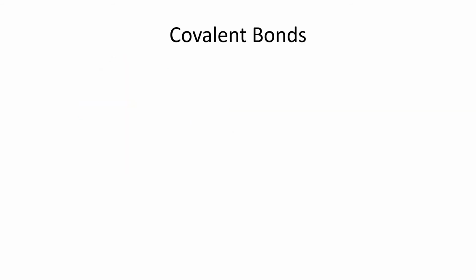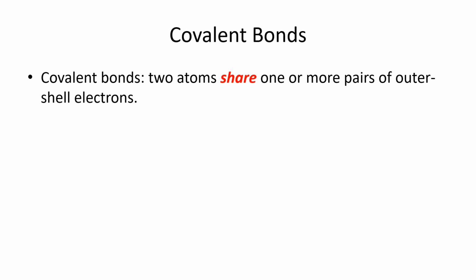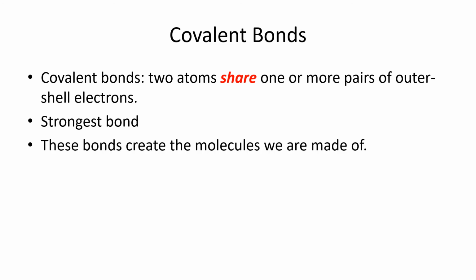The next type of bond is called a covalent bond. A covalent bond is when 2 atoms will share, so keyword share, 1 or more pairs of electrons. Okay, this is the strongest bond that we'll talk about. And these are the bonds that create the molecules that we are made out of. So when we look at your body, we could break it down into your different chemicals and molecules. You're made out of molecules that have a lot of covalent bonds.